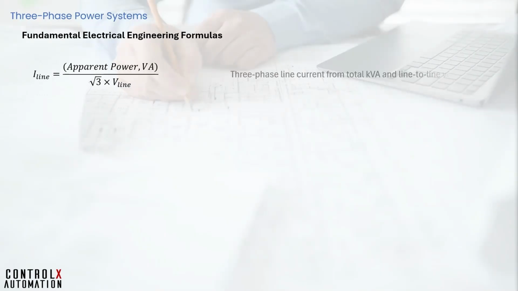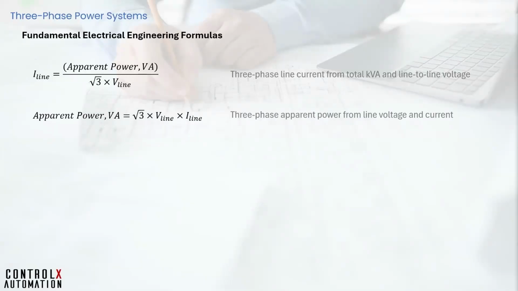To work with 3-phase systems, we must first review some fundamental formulas. The first one, in no particular order, shows how to calculate the line current if the apparent power or kVA rating and the line-to-line voltage are known. This one is a rearranged formula to calculate the apparent power or kVA rating if the line voltage and current are known. This one gives us the phase voltage if the line voltage is known.